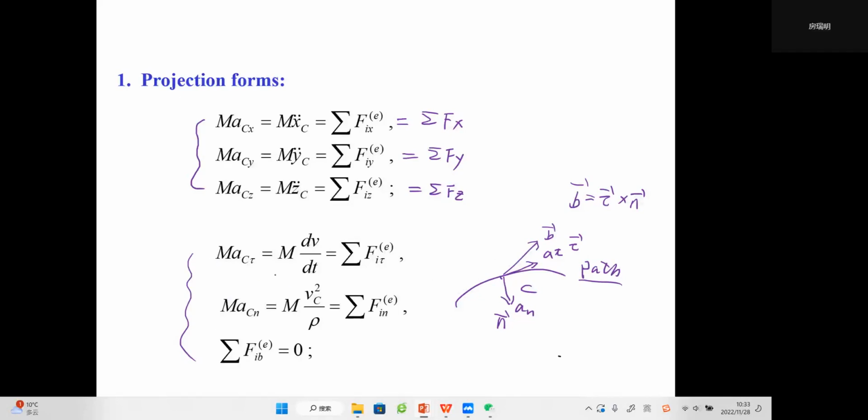So M a_C tau will equal sigma F tau, right? We also have M a_C n, because a_C n always equals v_C squared over rho, so we have this F n. Another point is that along this b direction there are zero components of acceleration a, so this direction is always in a state of balance, or equilibrium, right? So this projection forms the theorem of momentum for a system of particles.